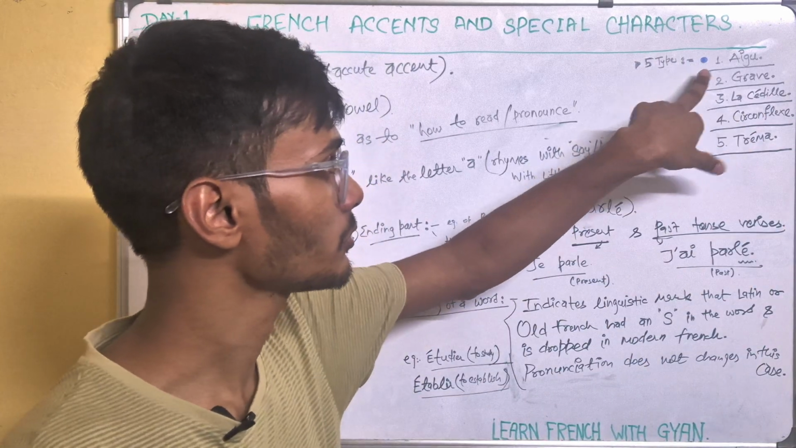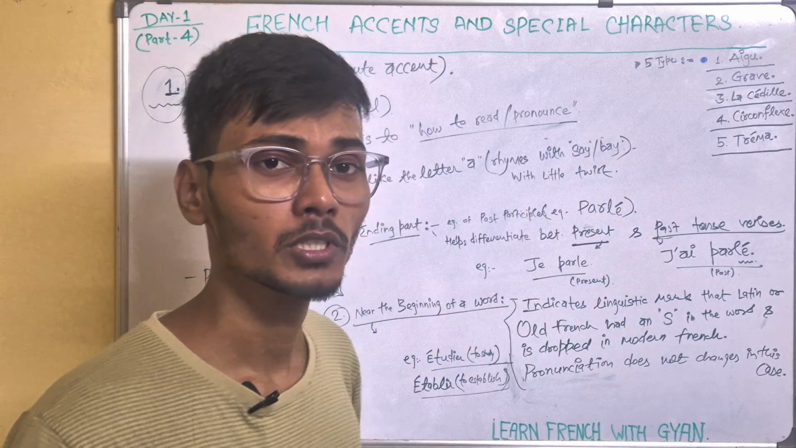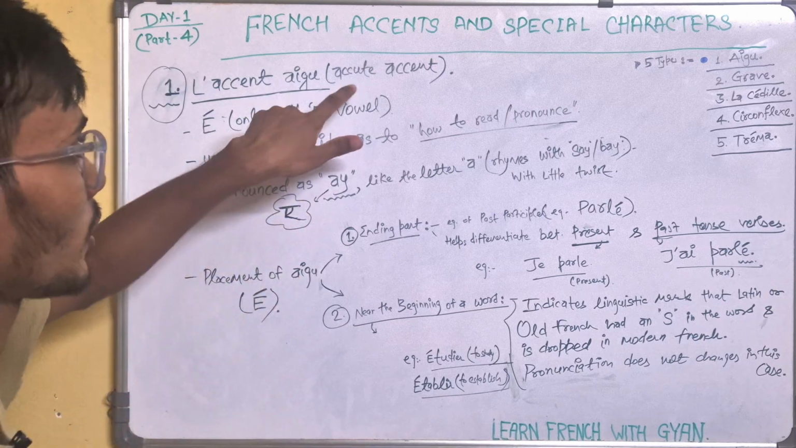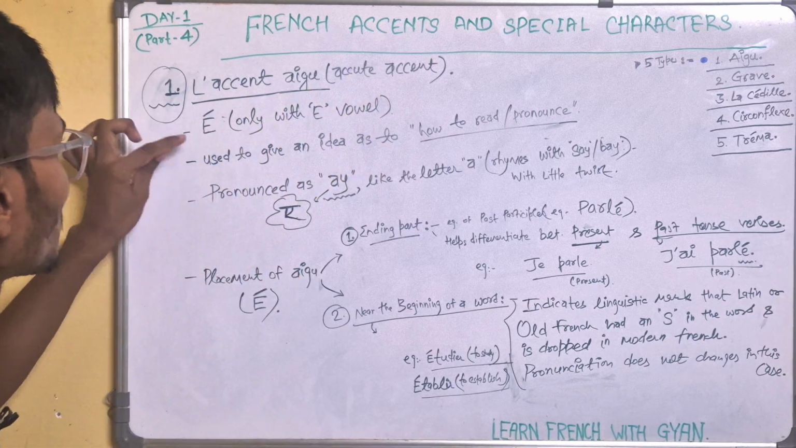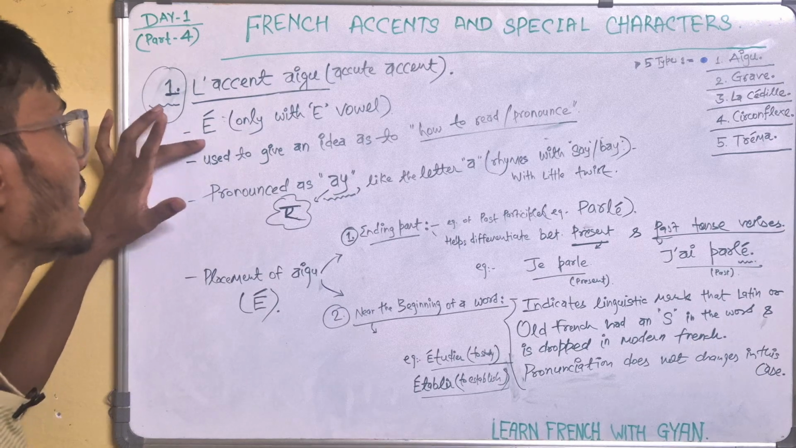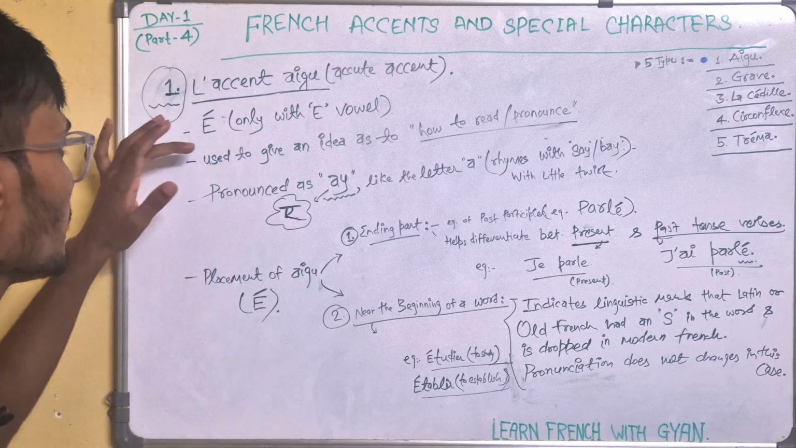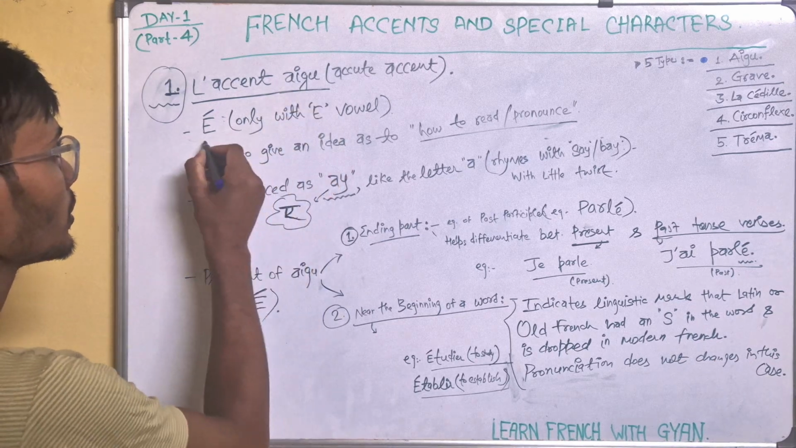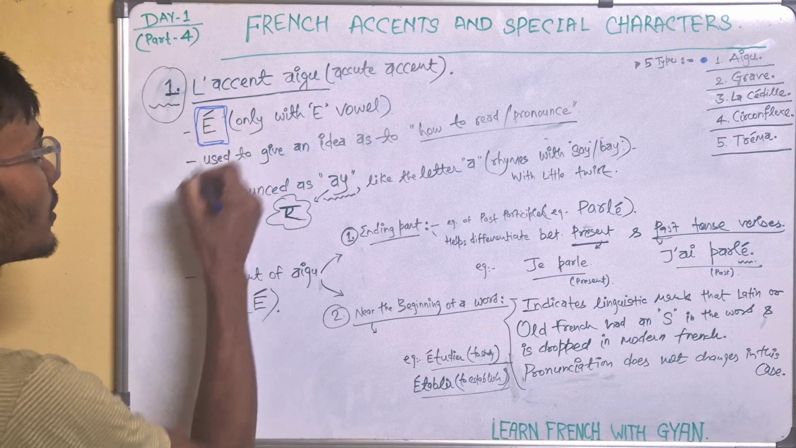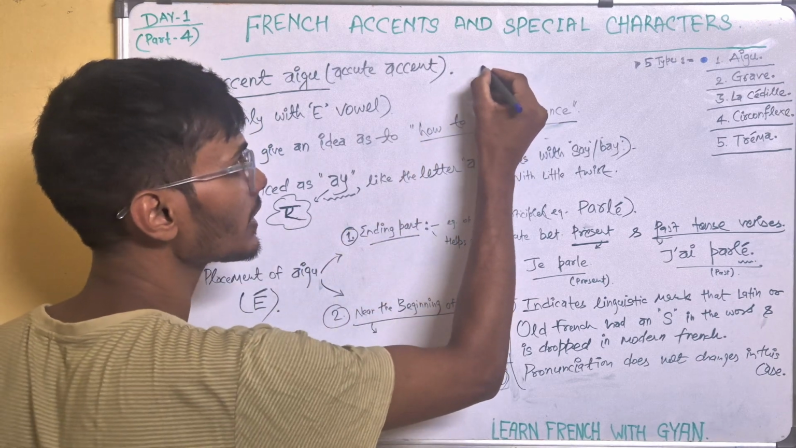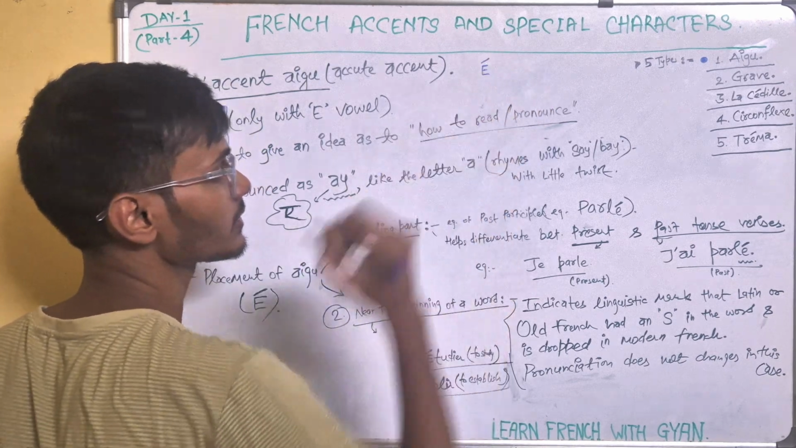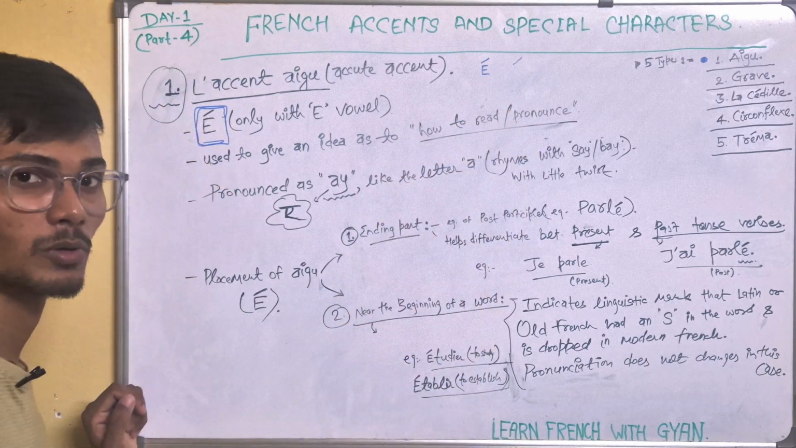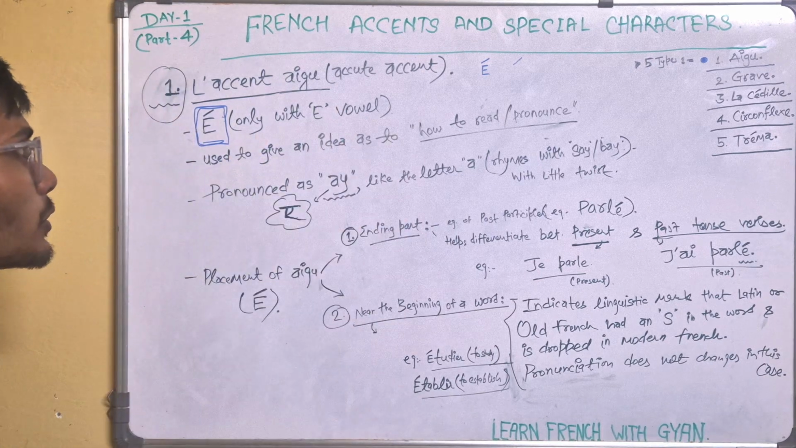So I'll start this lesson with the first, l'accent aigu. So let's begin. L'accent aigu is also known as the acute accent. It is only going to work with E. E is the only vowel on which we are going to use this accent aigu. You can see how it looks. How would you write it? You write E and then put an extra mark here, from up right to down left. So this becomes accent aigu.